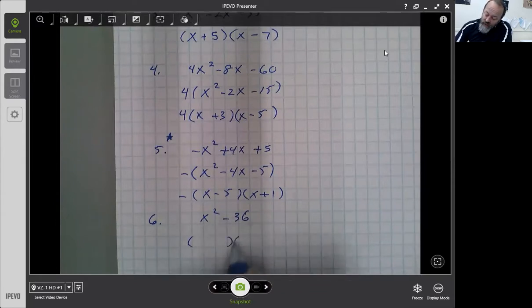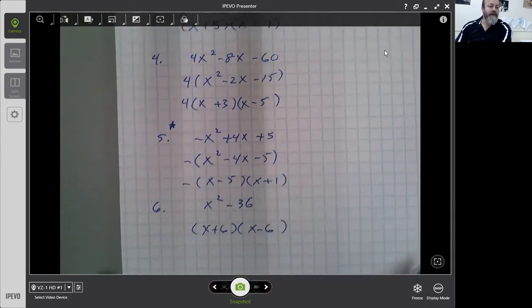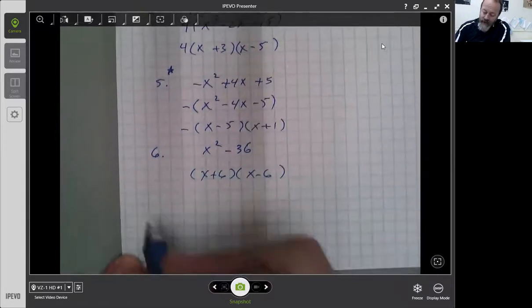And that just says, hey, what are two numbers whose product is -36 and whose sum is 0 because there are no x's here? And of course, I think most of you are telling me hurry up and put a +6 and -6, and we're done.